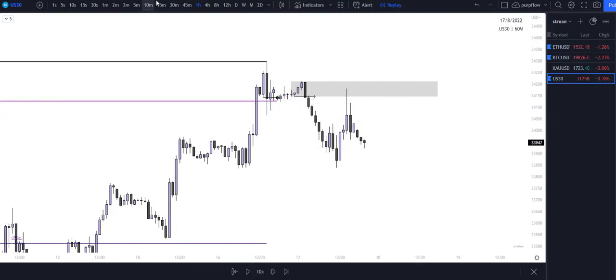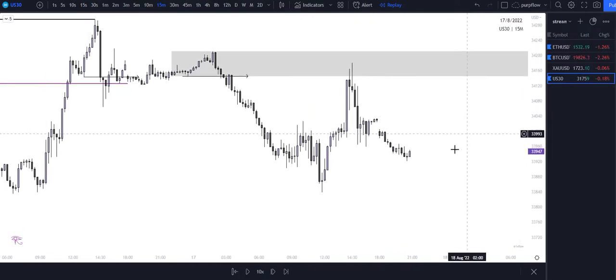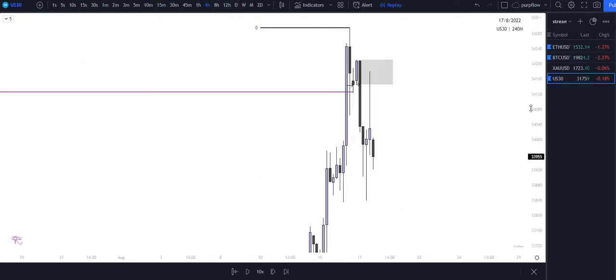Comes into that area of supply on the lower time frames. We're now looking for that 15-minute structure break to the downside, right? We came up into these areas. Here's the 15-minute structure break to the downside. We had a redistribution following as well, right? So we're looking for the continuation following.